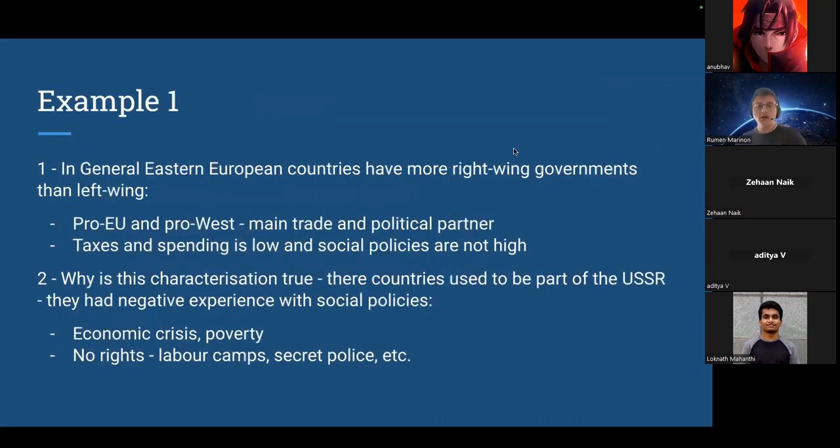So example one. In general, Eastern European countries have more right-wing governments than left-wing governments. This is the trait or characteristic that we are trying to prove. What does this look like? This is the question that I ask. This looks like them, for example, being pro-EU.